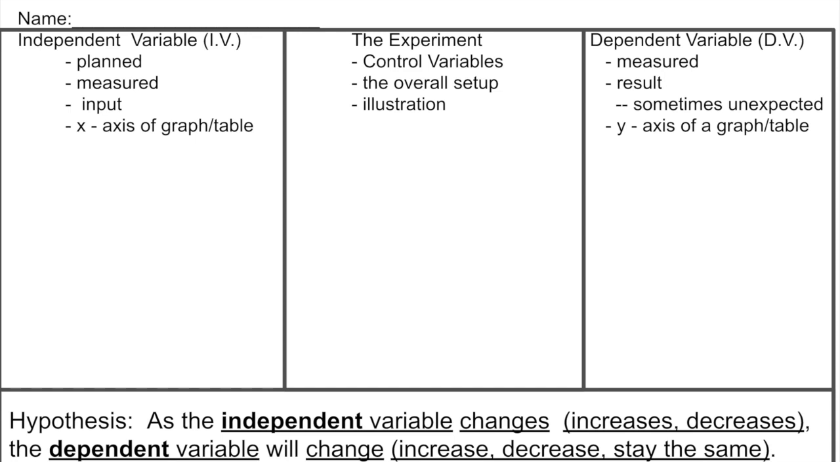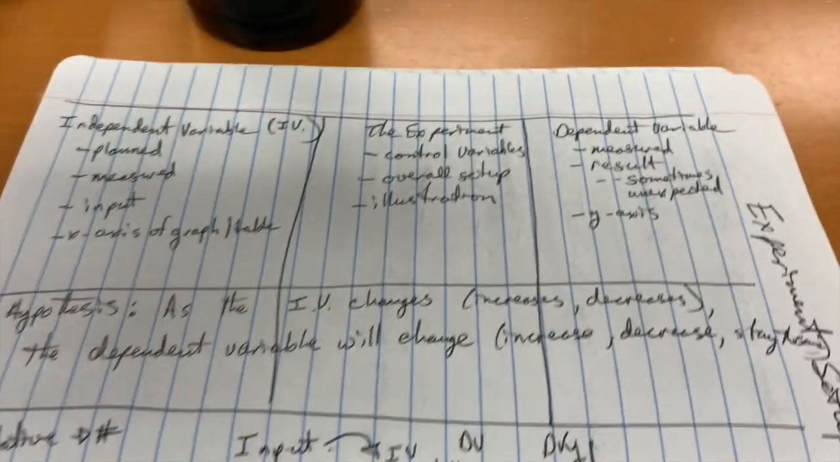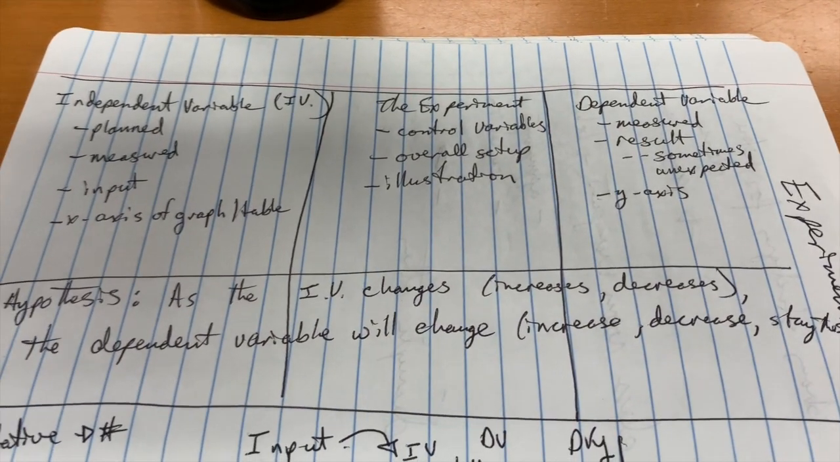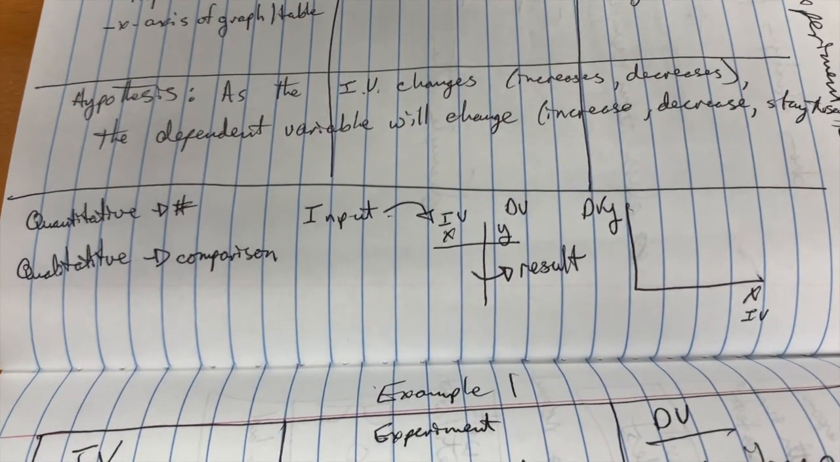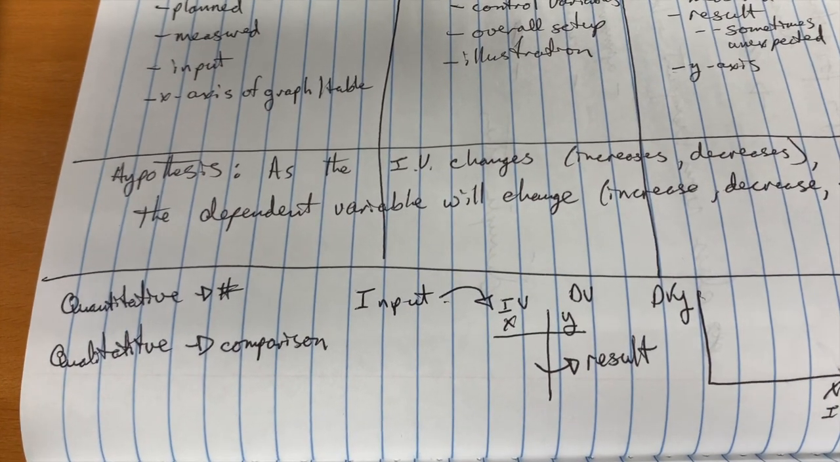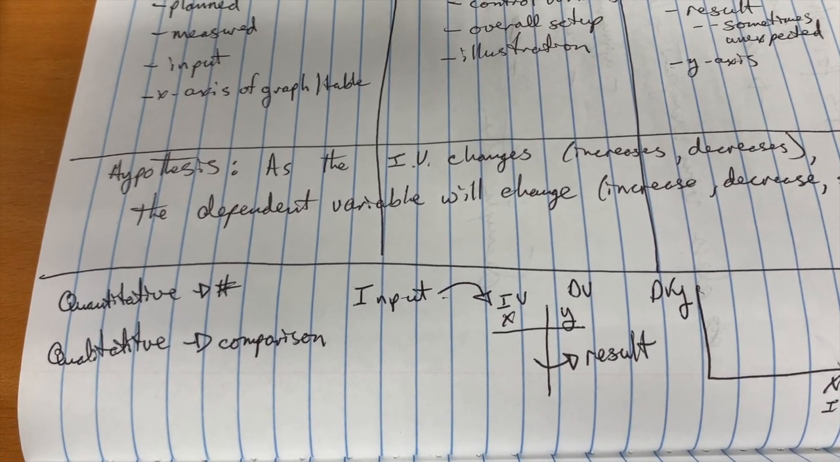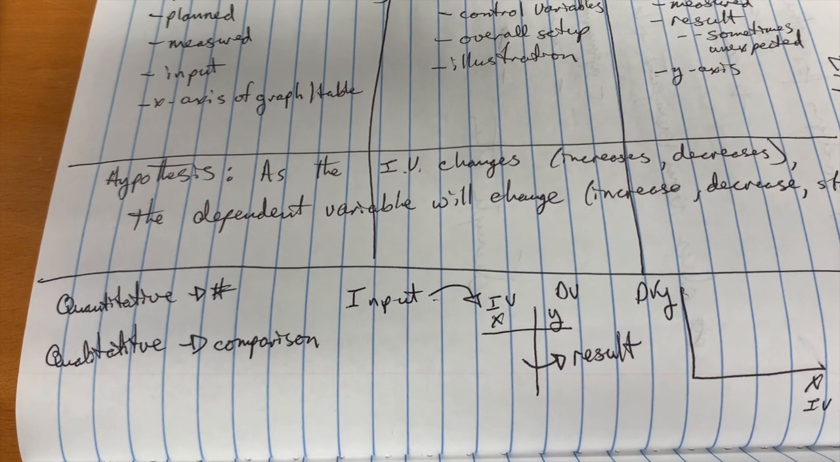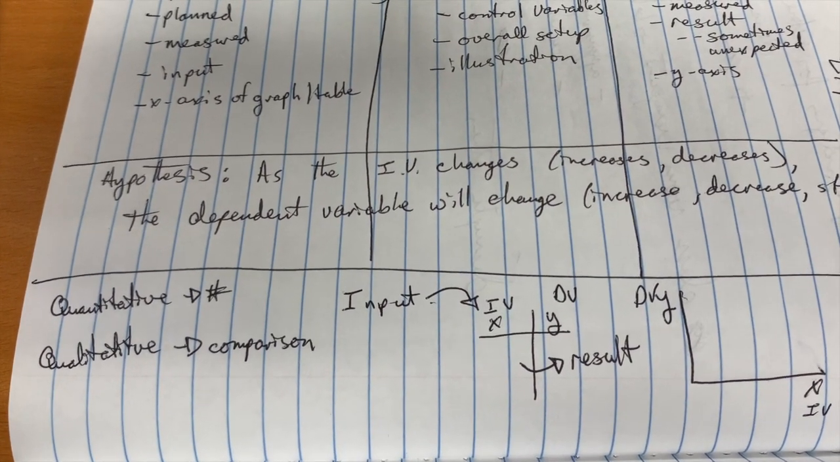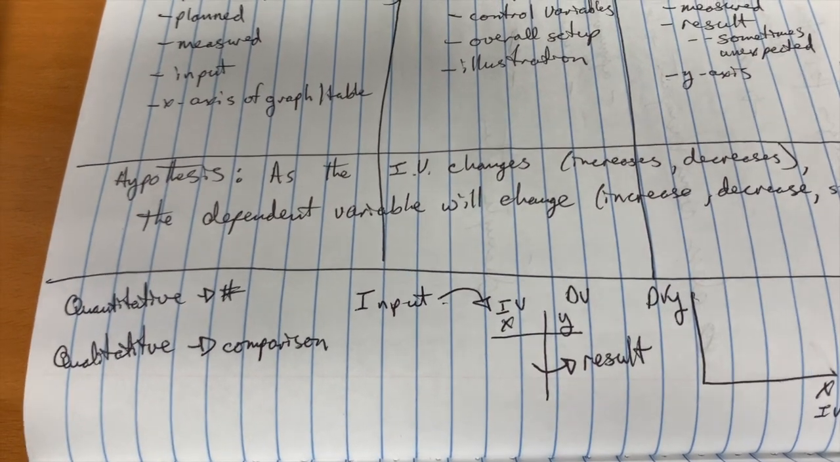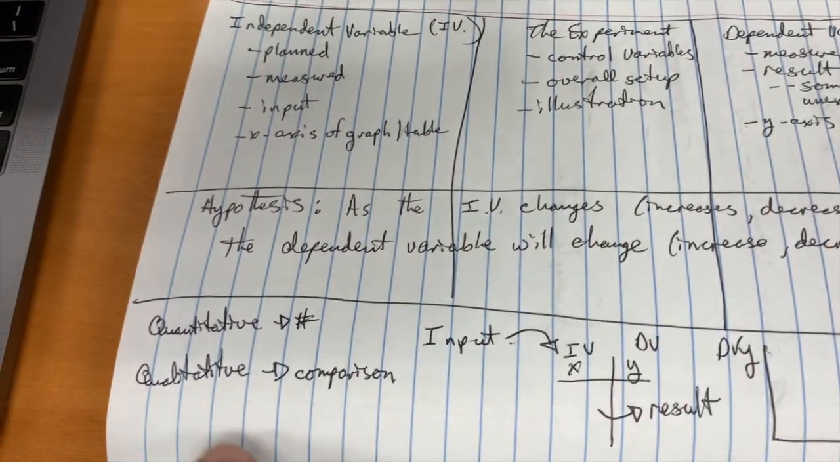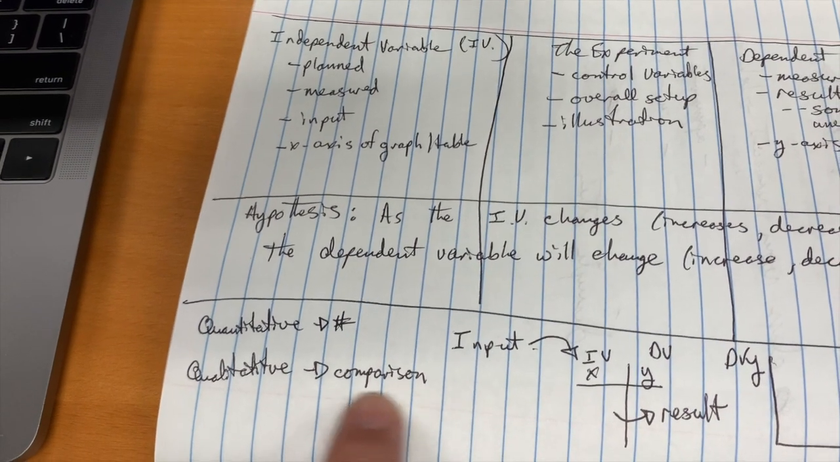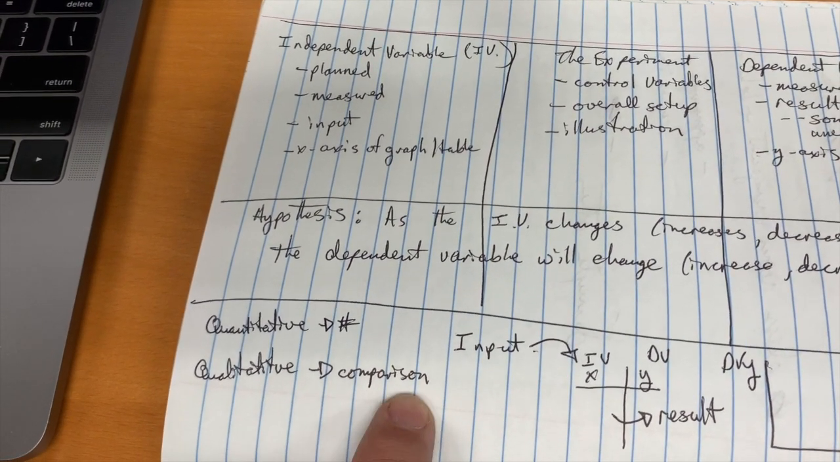I'm going to switch cameras here. And so here are the notes that I took. I took them on one page. And then down here at the bottom, usually our independent variable is going to be quantitative. We want to have an actual number. We want our dependent variable to be quantitative if possible, but if we don't have a choice, it can be qualitative. Just know that qualitative is only a comparison.